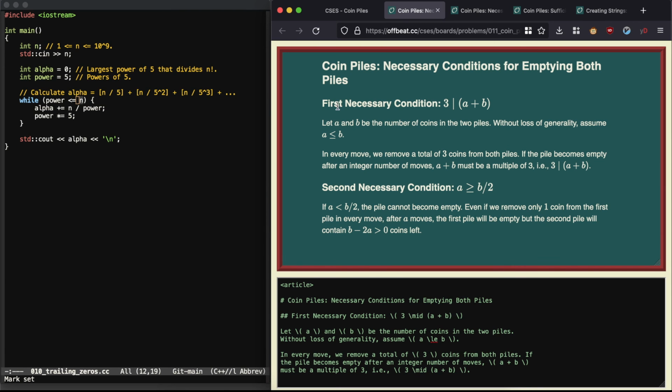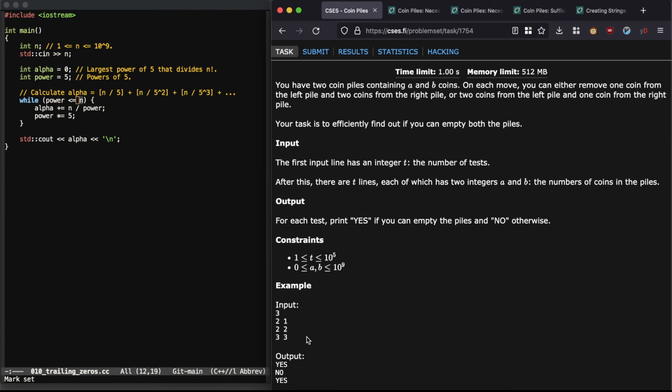So one thing that is very easy to realize is that a plus b has to be a multiple of 3. So for example, this is a multiple of 3. 3 plus 3 is 6, and we're getting a solution. 2 plus 2 is 4, and we cannot have a solution for a situation like this.